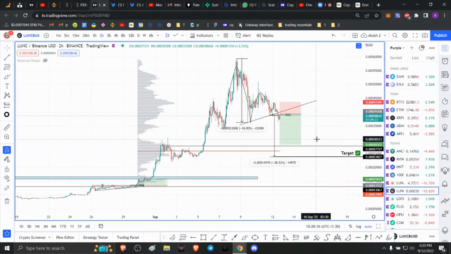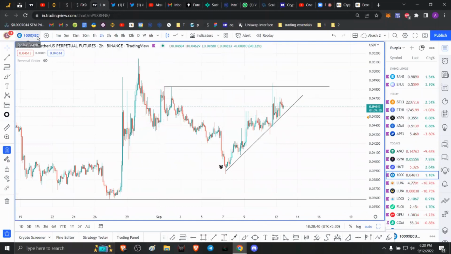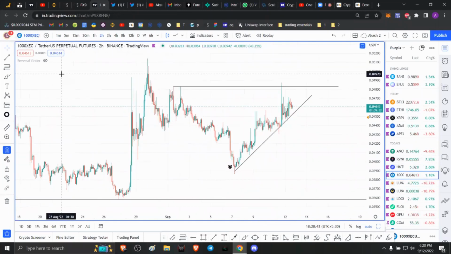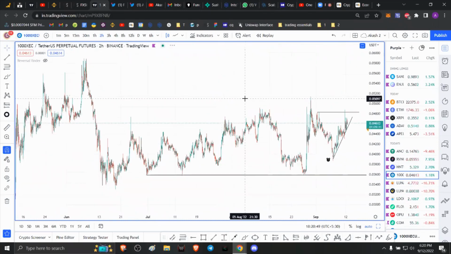So now that we're done with Luna, I want to talk about another coin, which is 100 XEC. I don't know what this coin is. I don't know what the project does. I'm basically a technical analysis kind of guy, so please don't ask me about the fundamental aspects of this coin.